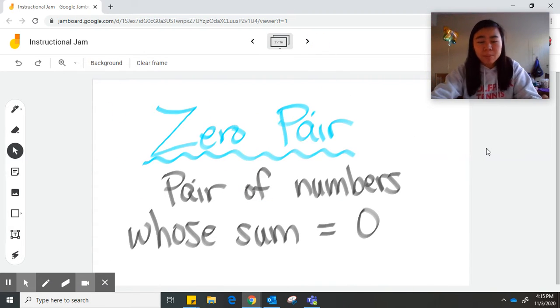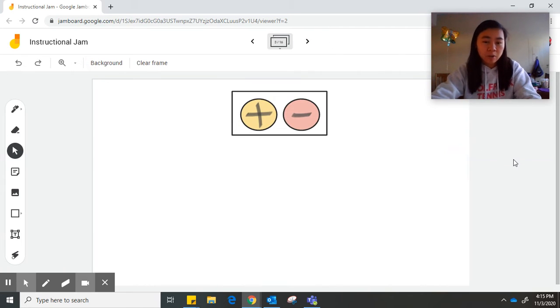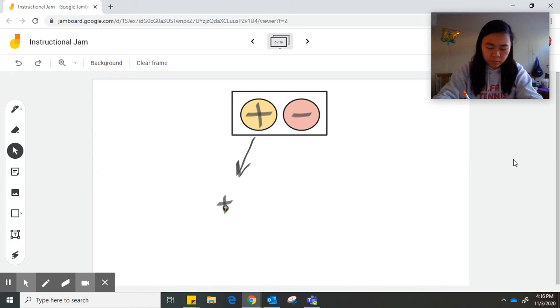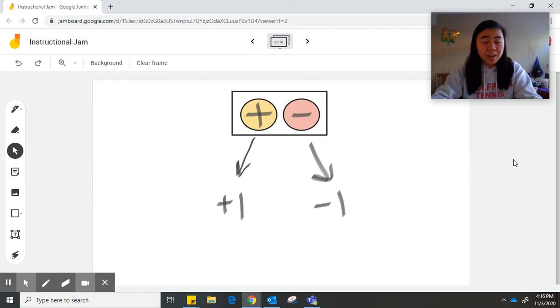A zero pair is a pair of numbers whose sum equals 0. Okay, so how we see this is using these counters. Remember, I introduced it with a fire flame and an ice cube. When we put those two together, they kind of cancel each other out. So looking at these counters, if we have a positive counter and one negative counter, it's like they cancel each other out, right? This positive counter represents a positive 1. This negative counter represents a negative 1. And if we were to add those two together, it's going to equal 0. They cancel each other out. Okay, so because their sum equals 0, we can make as many zero pairs as we like. We know that sum is going to equal 0, so they cancel each other out.